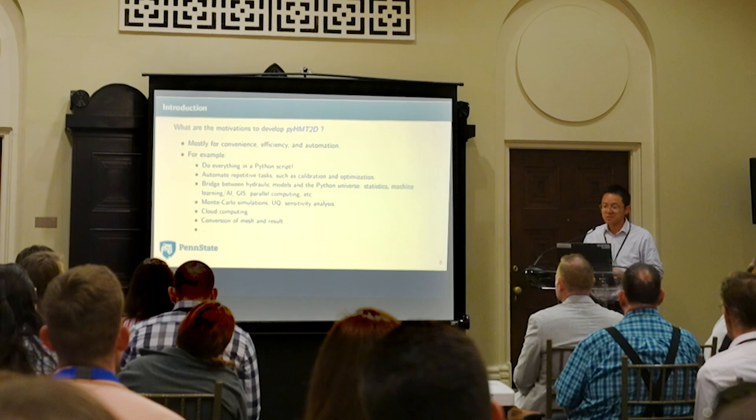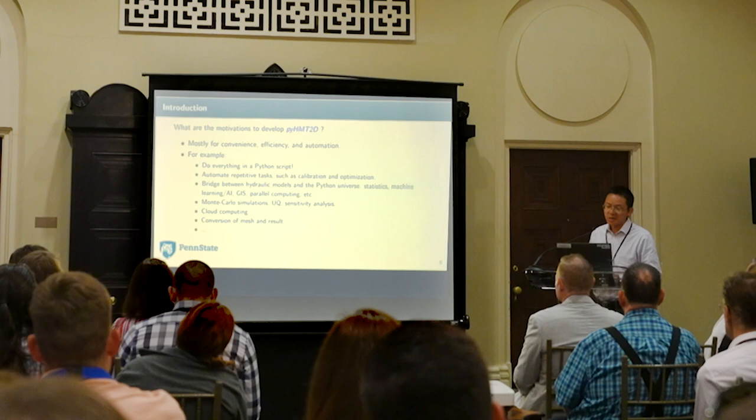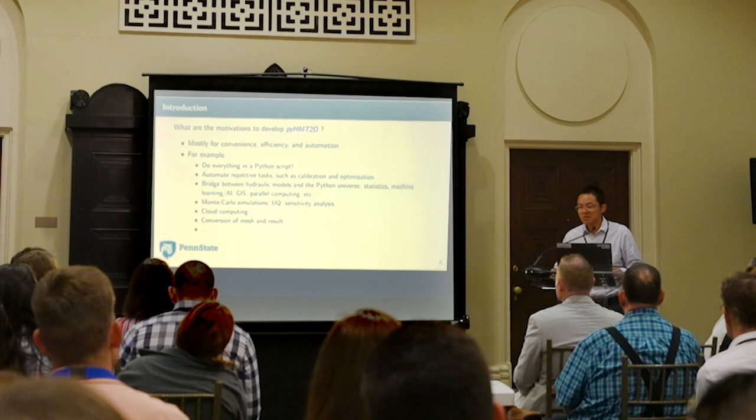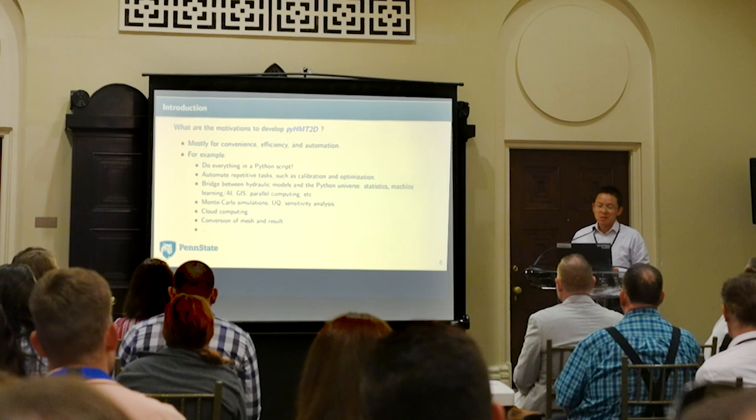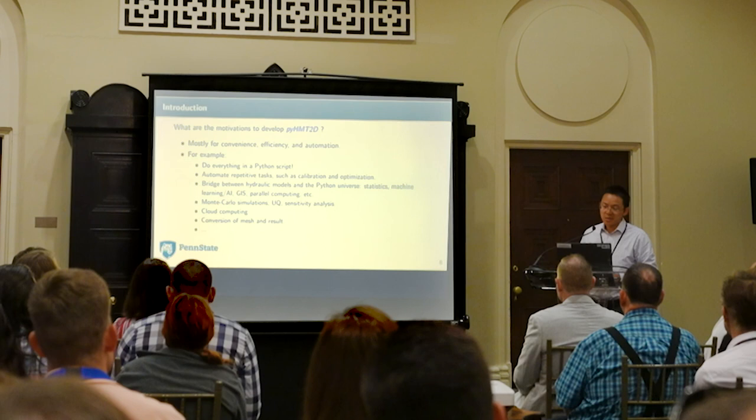You need to have a lot of statistics packages to do that. Machine learning and AI, I have one slide to show that. GIS, parallel computing, because most of the cloud computing providers have a Python interface. You can just call Python functions, send your stuff to the cloud, and then get the result back. So that automatically takes care of that. And then you can do Monte Carlo simulations, UQ and sensitivity analysis and all these things, as I mentioned.